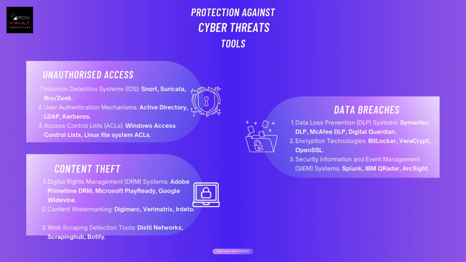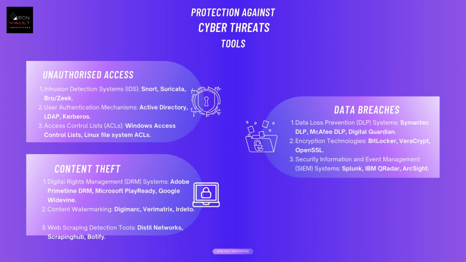For the user authentication mechanisms, you can use Active Directory. This is the best one that you can use because Microsoft has it inbuilt, and you don't need to get it outsourced from somewhere else. LDAP and Kerberos as well, and the access control list. For access control lists, you can use Windows ACLs or Linux file system ACLs. You can do it directly through Windows or Linux, and you can also use Cisco systems for making the access control list.